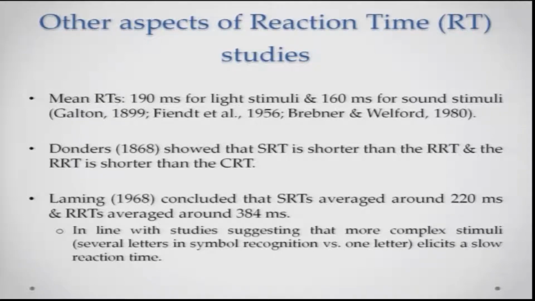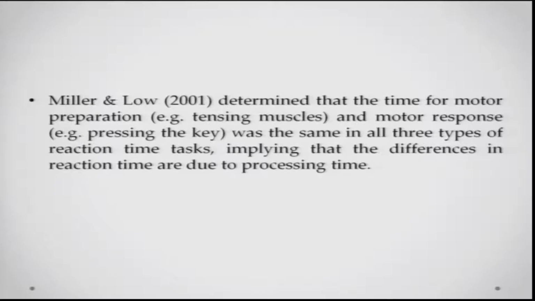Laming in 1968 concluded that simple reaction times generally averaged around 220 milliseconds, whereas recognition reaction times generally measured around 384 milliseconds. This was in line with studies that suggested that more complex stimuli, for example several letters, where you need to see a panel of several letters among which you recognize one letter during a recognition reaction time task, elicit a slower reaction time. So, this was something which was already found out.